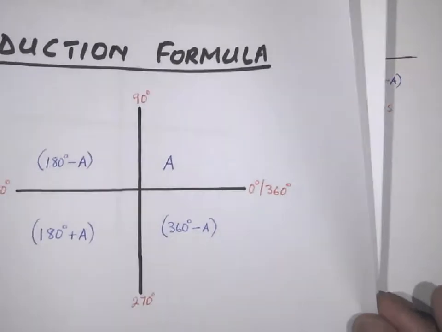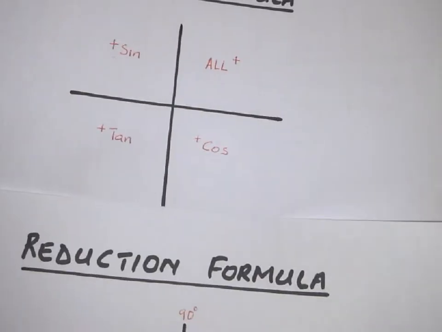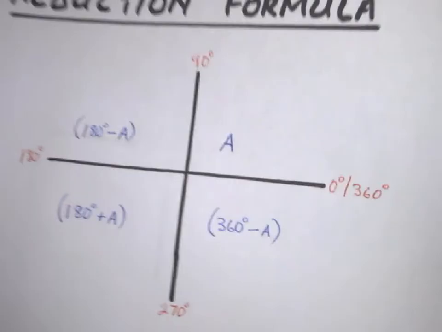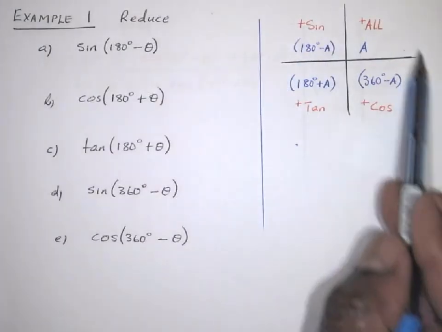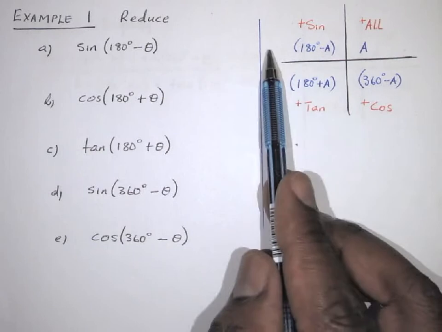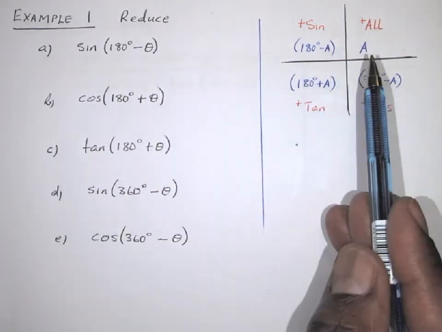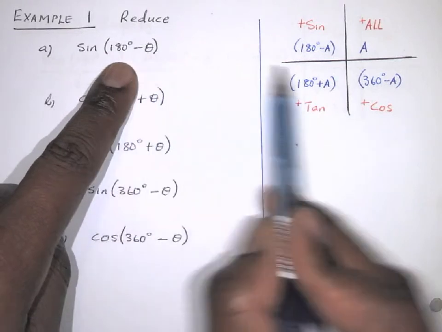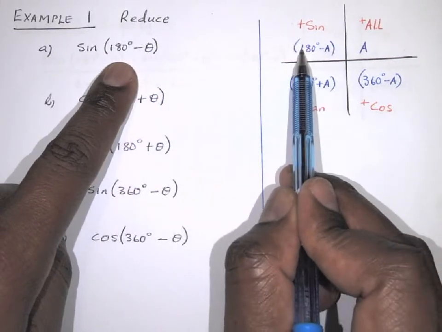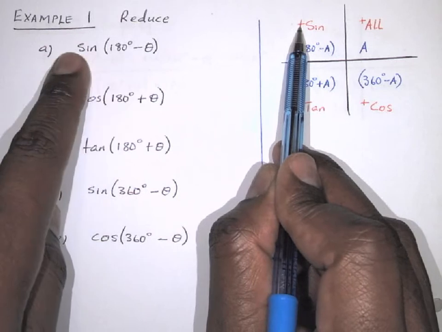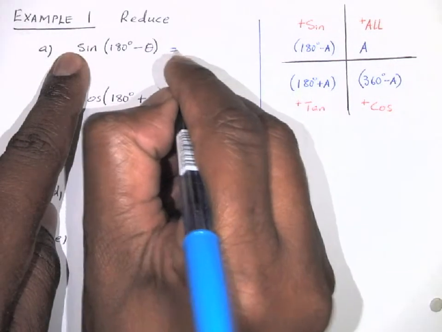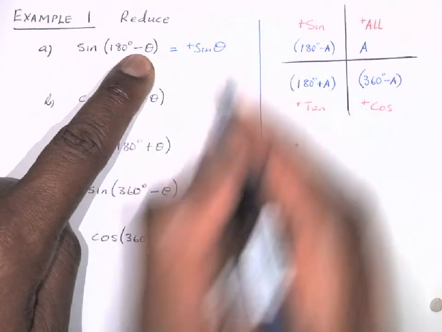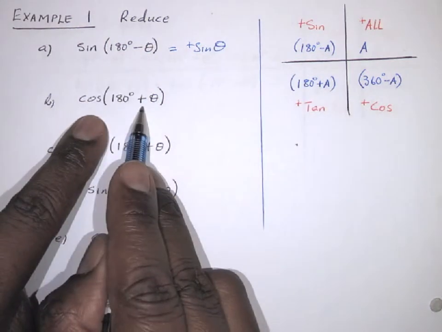I've combined these two things into one so that it's easier for you to see how it works. It will be better for you to also draw a similar thing like this one, to be able to work out the answers. Let's see how it works. Sine of 180 degrees minus theta. This is here. And we said here, sine is positive. And this is sine, so the answer is equal to a positive sine of an acute angle, which is theta in this case.